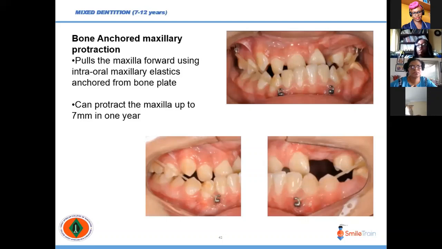I think it would be good for us to do it in this part of the world because we are social beings, and wearing the protraction face mask might cause problems for the cleft patients. It might make them uncomfortable and it might make them embarrassed. These are inside the mouth and nobody's going to see it unless they open their mouths.